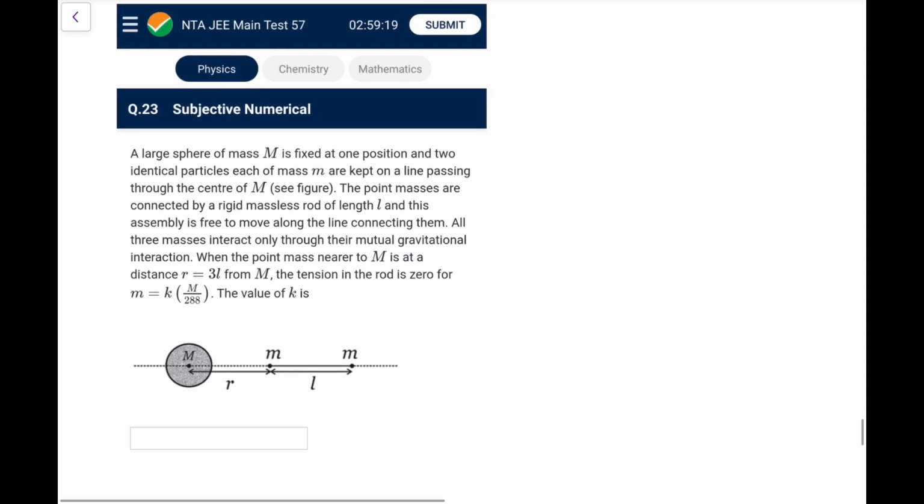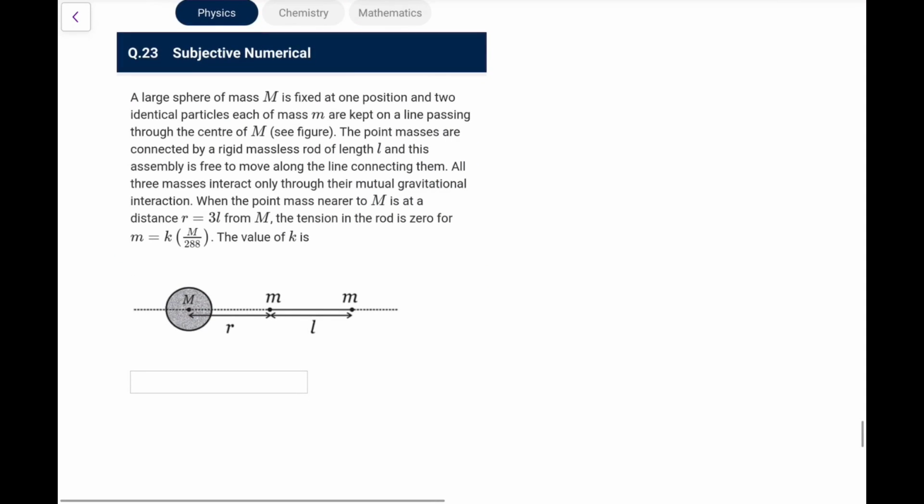Next. 23rd. Large sphere of mass M is fixed at one position and two identical particles of mass small m are kept on a line passing through the center. The point masses are connected by a rigid massless rod of length L, and this assembly is free to move along the line connecting them. All three masses interact only through mutual attraction. When the point mass nearer to M is at a distance 3L from M, the tension in the rod is 0 for M equals K times m. Find the value of K. This is again a straight question, JEE Advanced, previous question taken as it is.